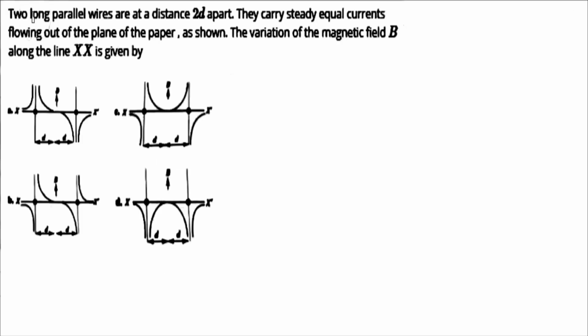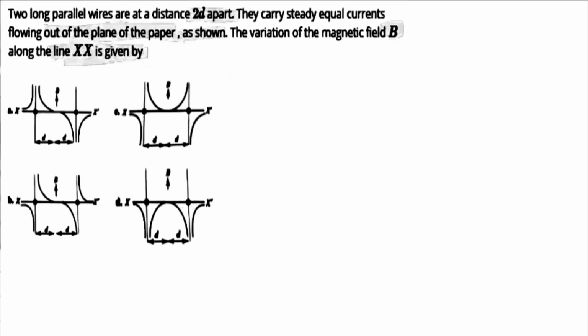Hello everyone, so we are given the question which says two long parallel wires are at a distance of 2d apart. They carry steady equal current flowing out of the plane of the paper as shown. The variation of the magnetic field B along the line XX is given by. So we need to check what will be the variation and how does it look.